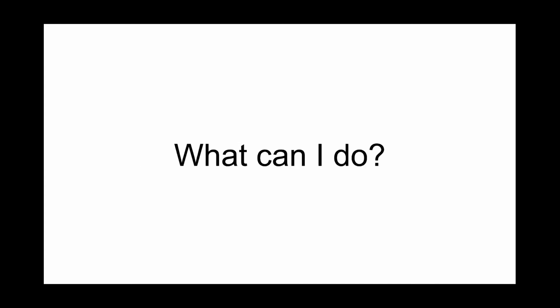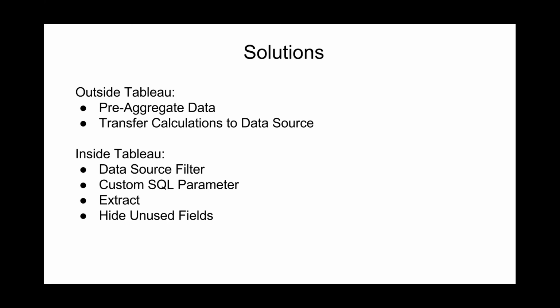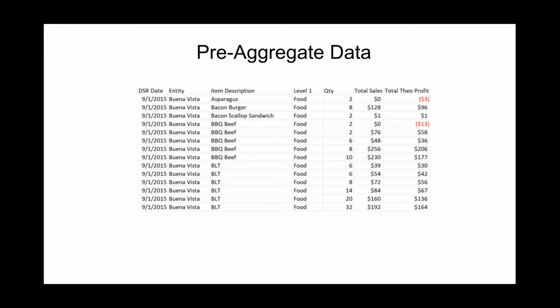Okay, so what can you do? We're going to look at 6 solutions to be able to solve those problems when the donut of death arises. So you can see a couple of these are going to be outside of Tableau, and then the rest of them are going to be things that you can do from within Tableau itself. All right. So we'll go ahead and jump into our first solution. And that is going to be to pre-aggregate your data before it gets to Tableau.